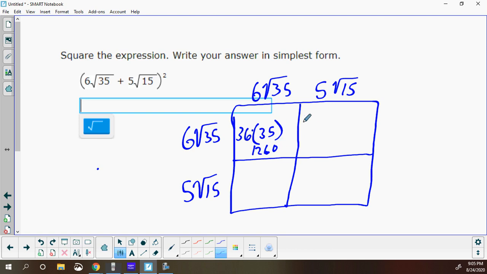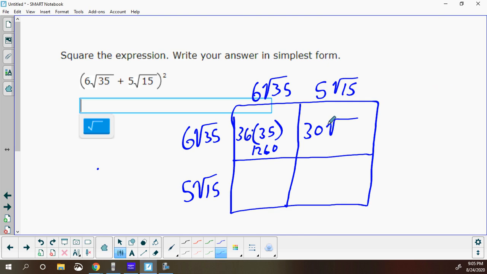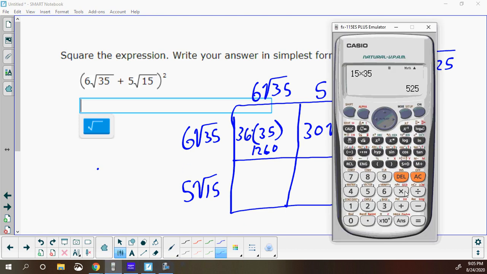Here we go. 5 and 6, 30. 15 and 35, let's multiply that. 525. Let's do some side math to see if we can break that down. Let's see, 3 go into this? Yes, it would. So 525 divided by 3 is 175.